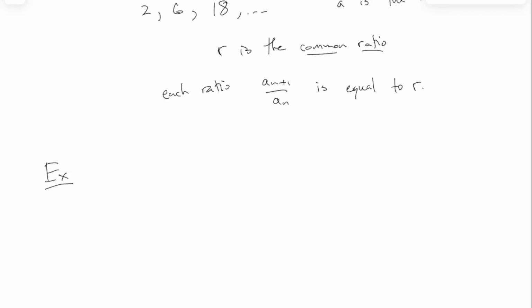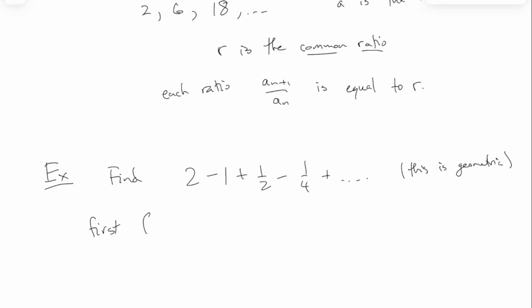How about, let's find 2 minus 1 plus a half minus a fourth plus blah, blah, blah. So this is alternating signs and fractions with powers of 2, although it starts off with 2 and then 1 and so on. And I will just say parenthetically, the pattern of this series is a geometric series. Now we have a formula for what you get when you add up a geometric series in terms of A and R. So first of all, let's find the A and the R.